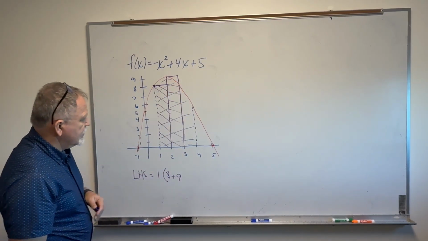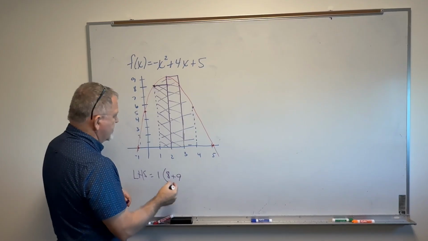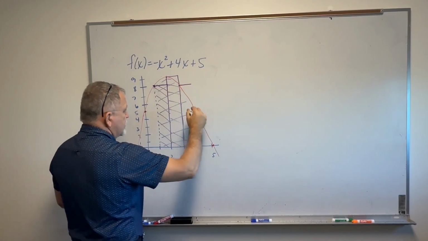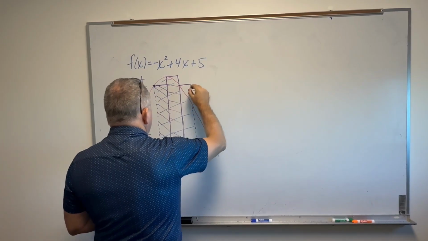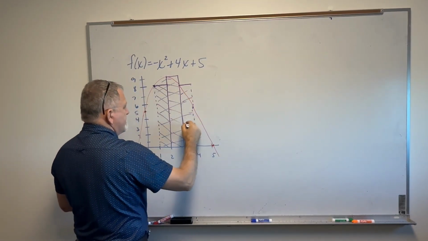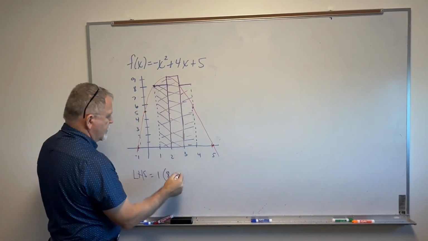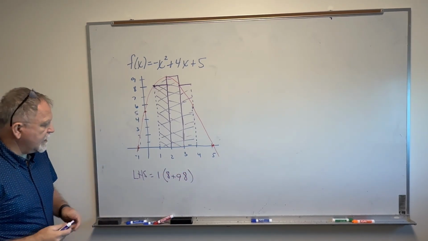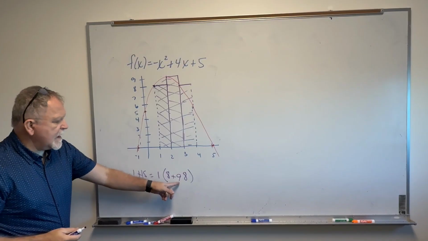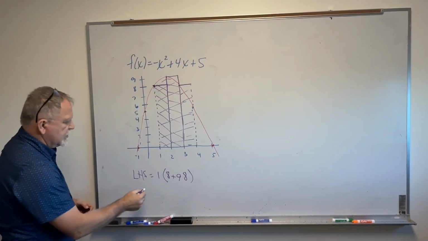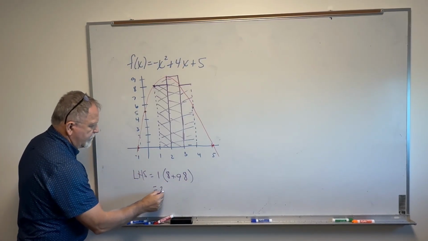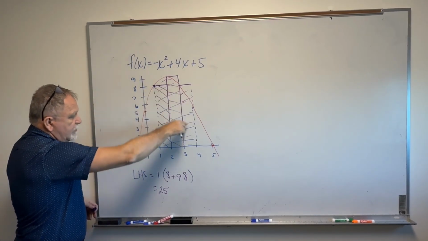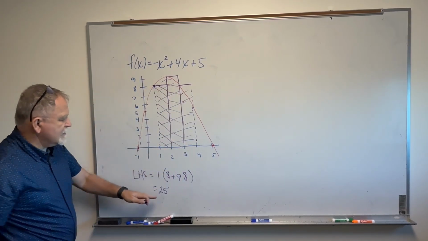And then finally, for the third rectangle, I'm going to go up to the graph right here at 8, go over 1 unit, continue on up. I get this area. And the height of that one is also 8. So my left-hand sum estimate for the area is 8 plus 9 plus 8, which is 25. So I estimate that the area beneath this red graph between 1 and 4 is 25.